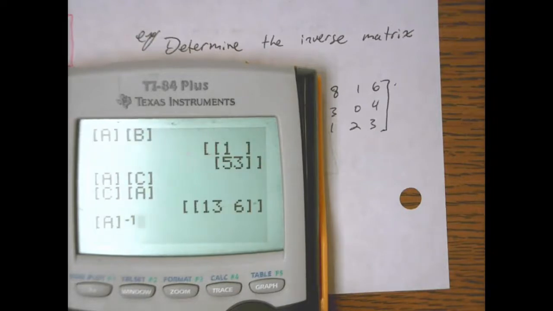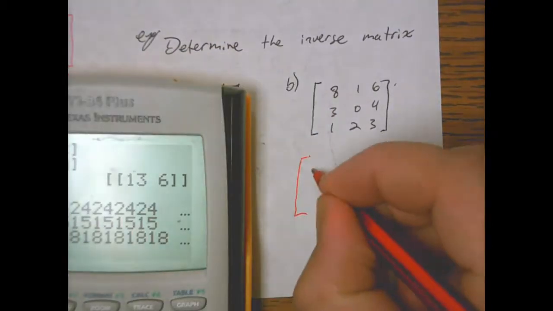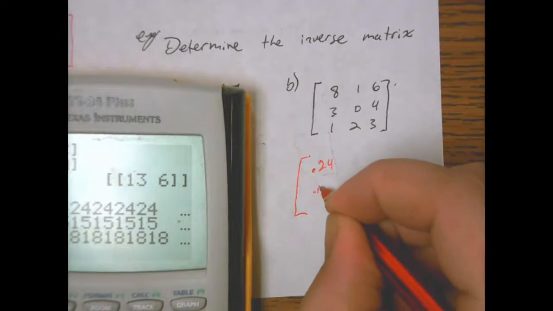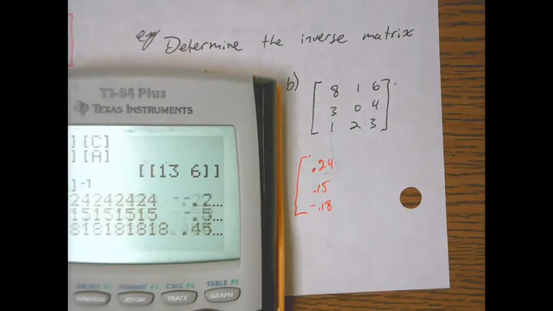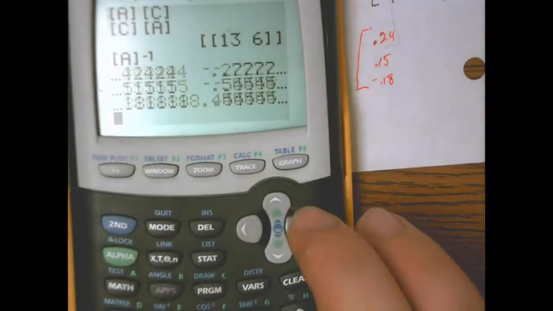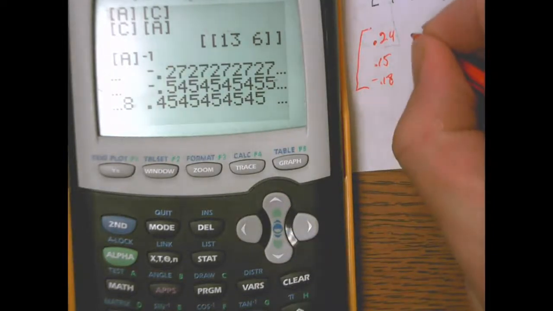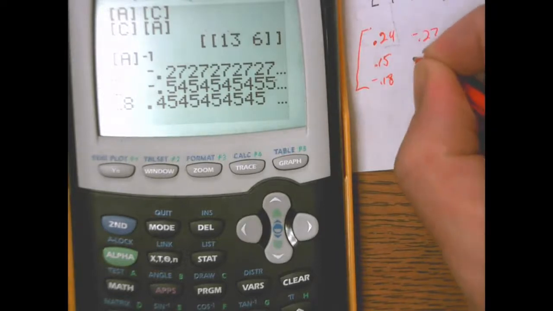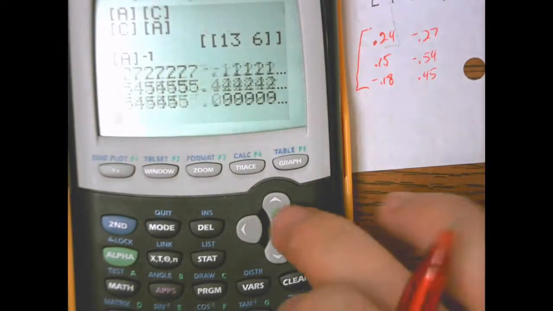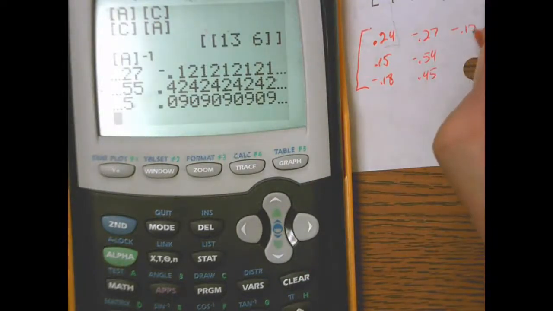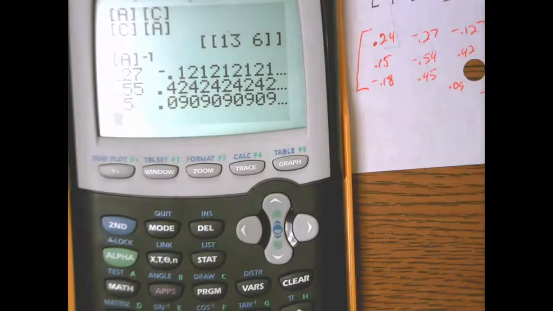I put it in A, so I will do A inverse, and it will tell me exactly what A inverse is. So see how ugly that is? We have 0.24, 0.15, negative 0.18. Also, you can scroll, so notice I'm hitting the right arrow, and it is moving my numbers to the right so I can see the rest of my matrix, because I know this is going to be a 3 by 3 still. So negative 0.27, negative 0.54, and 0.45. We got one more set over there. Negative 0.12, 0.42, 0.09, and that is our matrix.